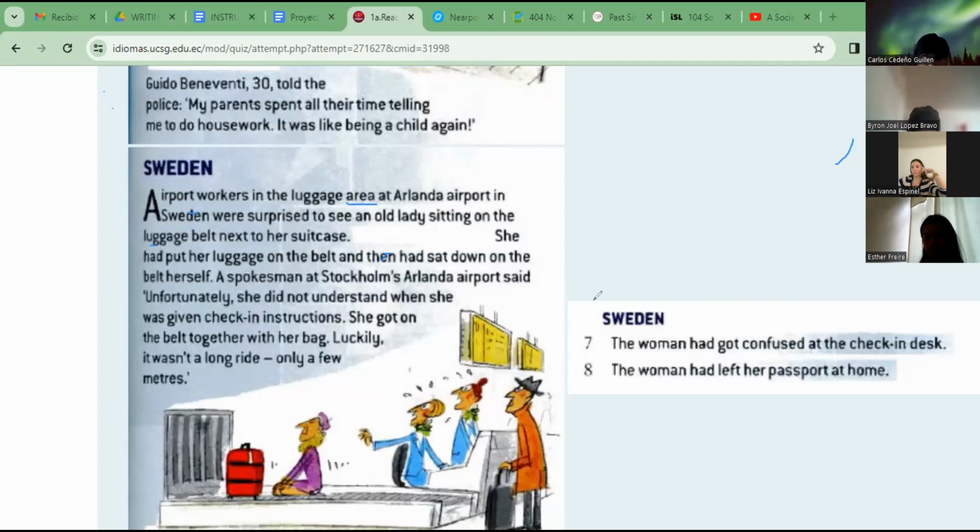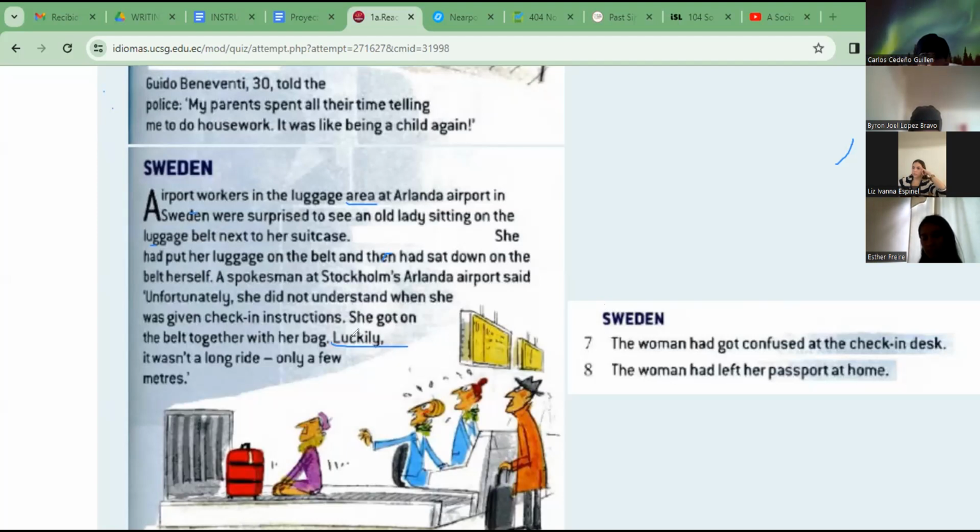A spokesman at Stockholm's Arlanda Airport said, unfortunately, she did not understand when she was given check-in instructions. She got on the belt together with her bag. Luckily, it wasn't a long ride, only a few meters.